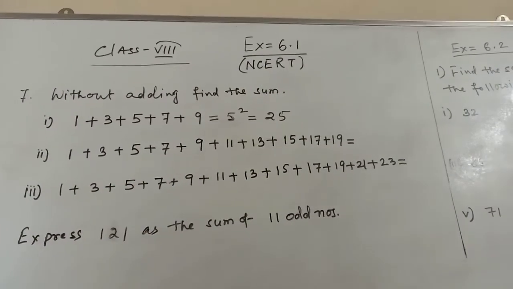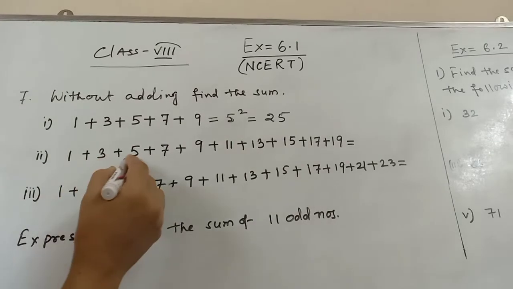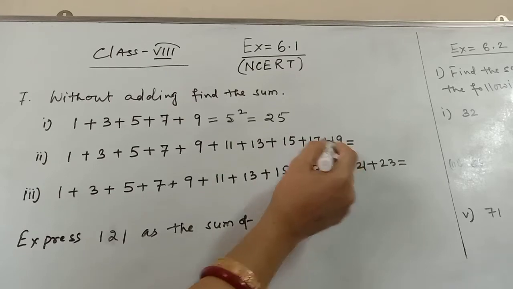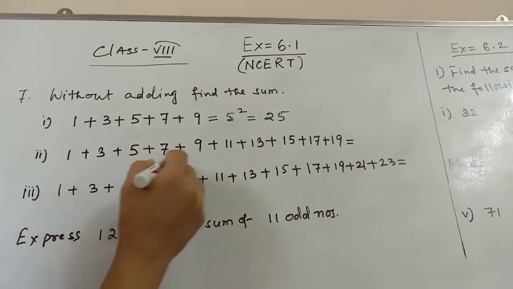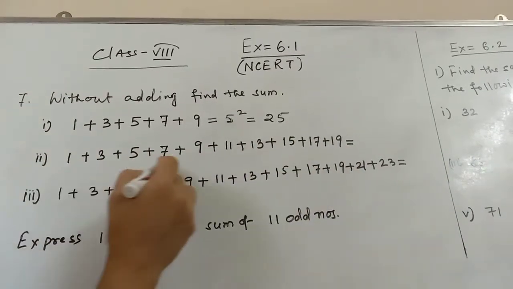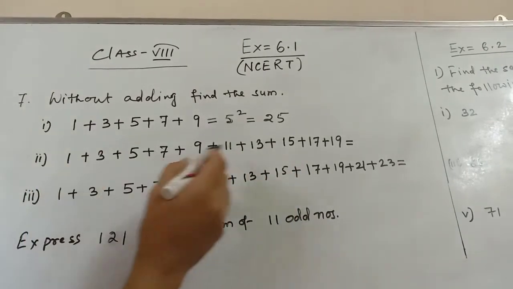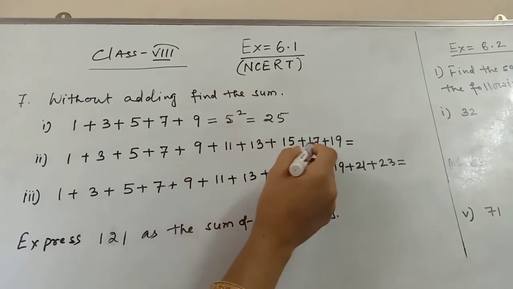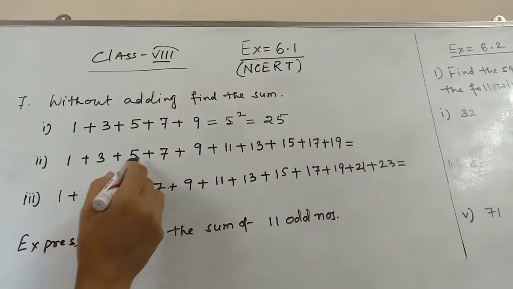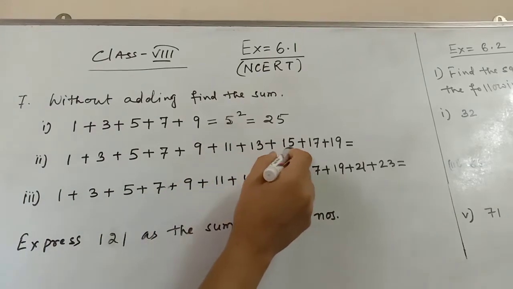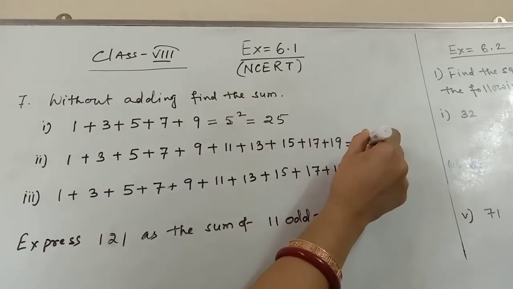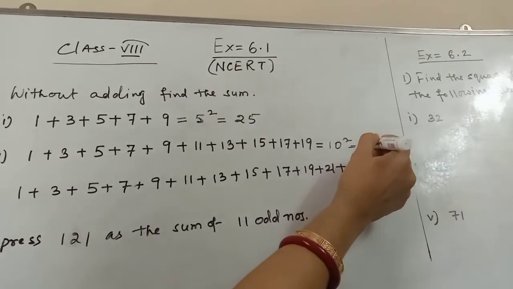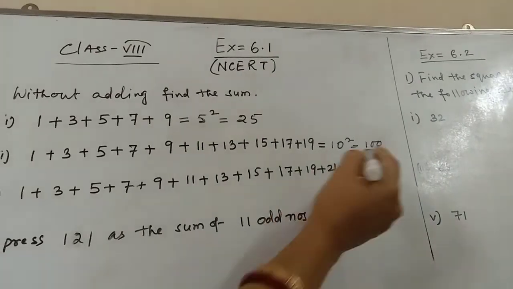In the same way, now no need to add. You can write 1 plus 3 plus 5 plus 7 plus 9 plus 11 plus 13 plus 15 plus 17 plus 19. See, all the numbers are consecutive odd numbers. If they are consecutive odd numbers, then just count how many odd numbers are there: 1, 2, 3, 4, 5, 6, 7, 8, 9, 10. That means 10 square, or 100. This is the answer.